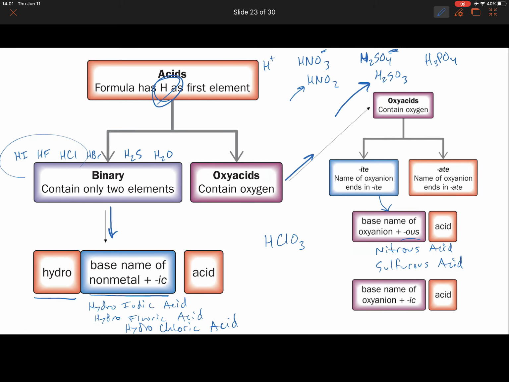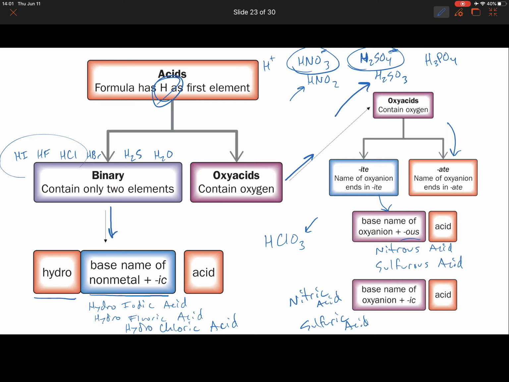Okay. Then the IC endings come from the ate anions. So this is nitrate. This is sulfate. And again, I know that we know this, the ates have more oxygens in them, remember? You can think of it as they're ate because they ate more oxygens or something like that. I don't know. So it would be nitric acid or sulfuric acid.